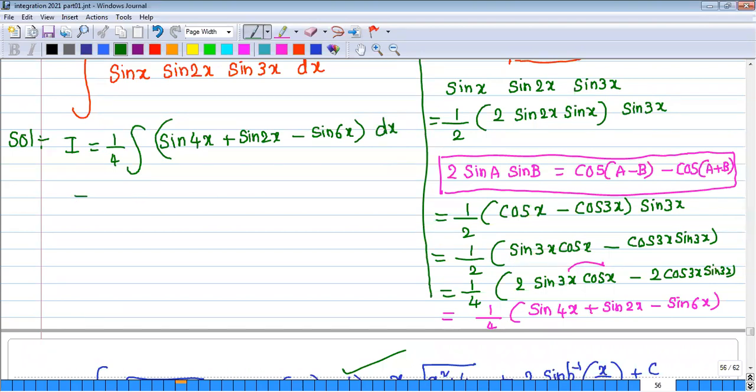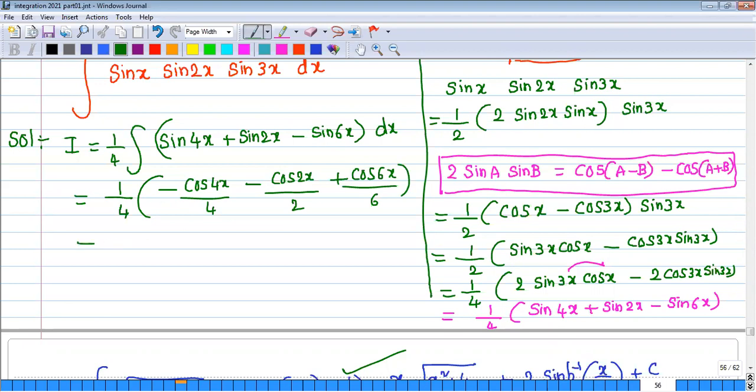Now we need to integrate separately. 1 by 4 into, I am writing directly, integral of sin 4x, that is negative cos 4x upon 4, minus this is negative cos 2x upon 2. This is negative negative positive cos 6x upon 6. So multiply 1 by 4 into cos 6x by 4, that is 1 by 24 cos 6x.